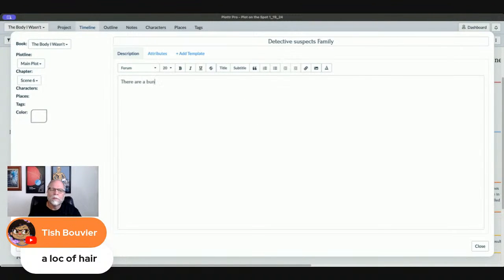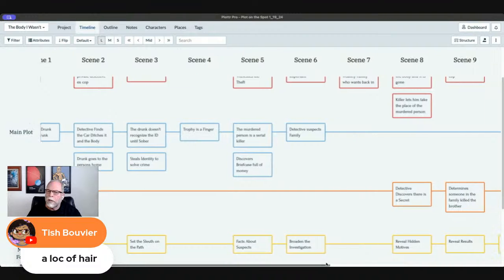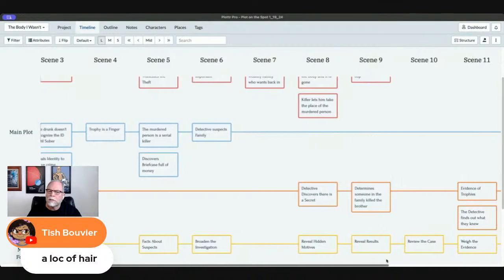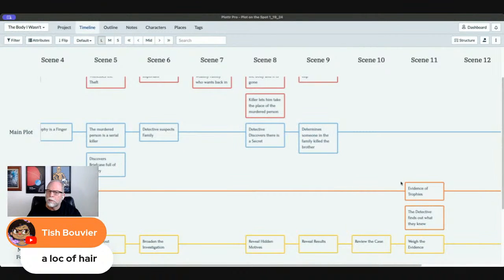There are a bunch of relatives. Okay, so we've got a big pool of suspects. We haven't added everything in there yet that we're going to add in, but there's a big pool of suspects. Okay, now, oops, I put these all on the subplot. Those don't belong in the subplot. They belong up here.